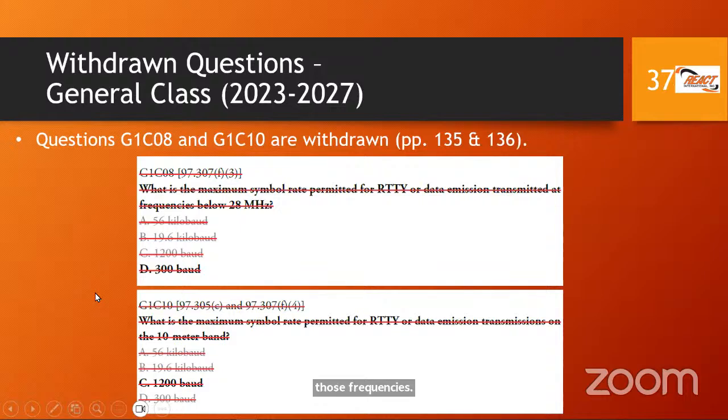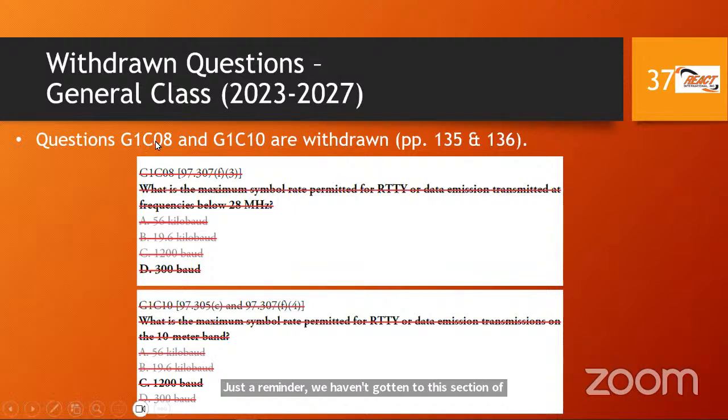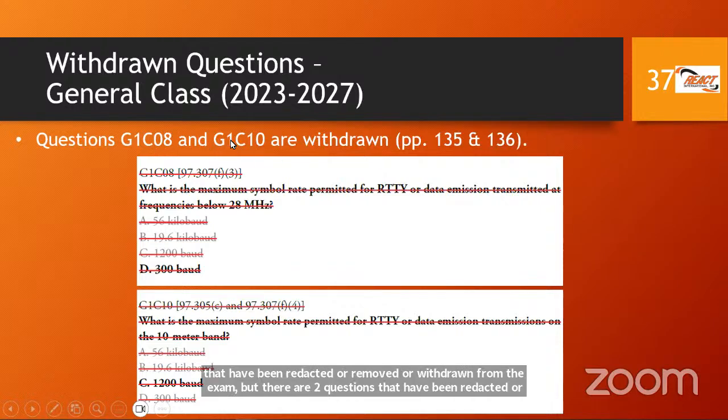All right, so before we go into the question pool for all of the theory we covered today, just a reminder, we haven't gotten to this section of the course yet, but there are two questions that have been redacted or removed or withdrawn from the question pool, and those are questions G1C08 or Golf 1 Charlie 08 and Golf 1 Charlie 10, right? Those are the two questions. We haven't come to it as yet.